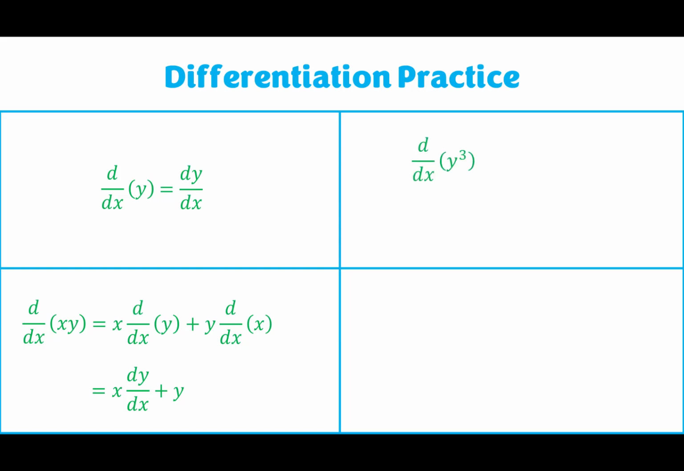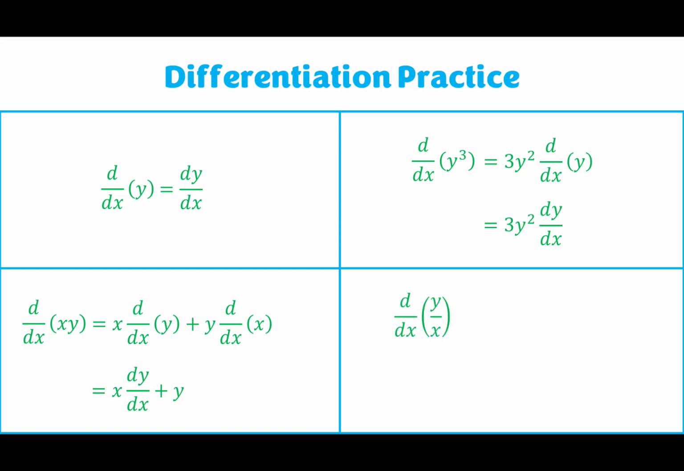Alright, here's another one. The derivative of y cubed with respect to x. Well, we're going to use chain rule on this one because we can think of it as a function inside of another function. We have y within the cubic function. So, to use chain rule, there it is. 3y squared times the derivative of the inside, but the derivative of the inside is the derivative of y with respect to x. So we can write 3y squared multiplied by the derivative of y with respect to x.